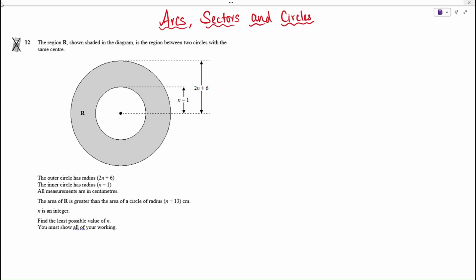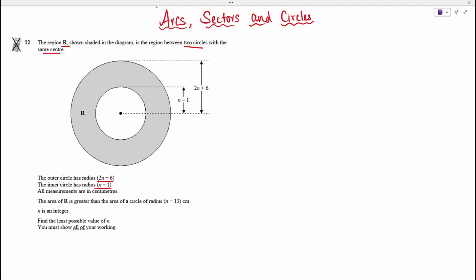So, the region R, shown shaded in the diagram, is the region between two circles with the same center. The outer circle has radius 2n plus 6. The inner circle has radius n minus 1. All measurements are in centimeters.